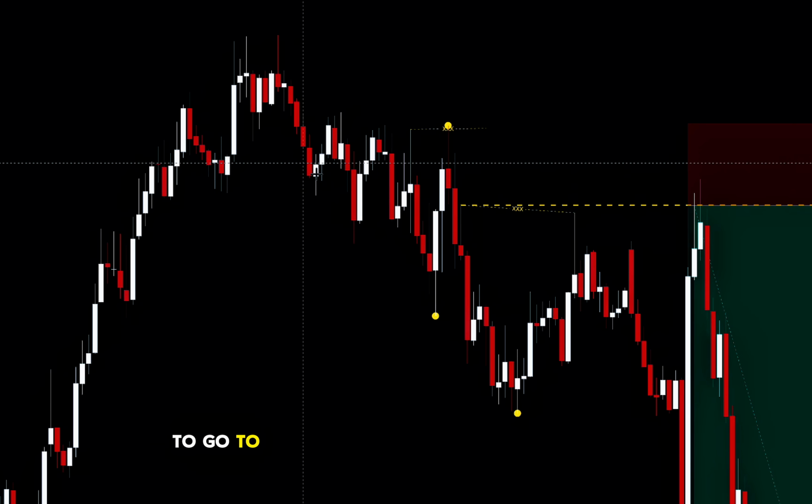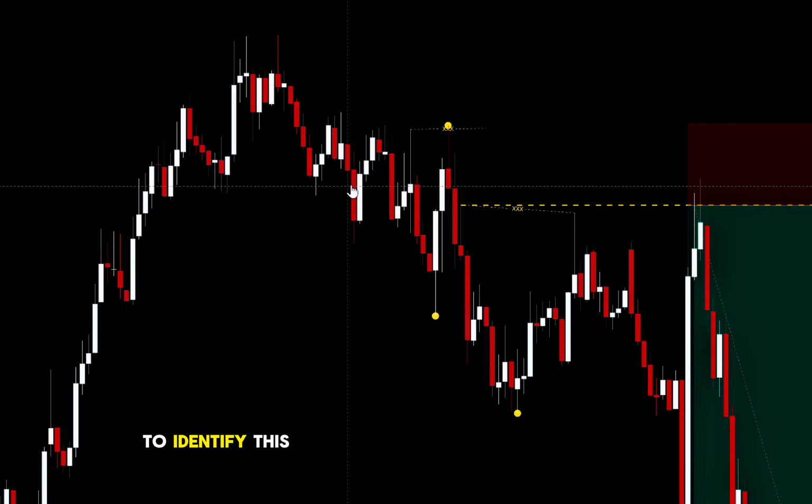I want us to go to M5 to be able to identify this structure here. The reason is that in M15 we cannot see anything here. Look, from here we came down and then we broke again, and then we came and broke again. All this is respecting the highs that it is creating. We don't want that. We want to see something that is taking out another something.